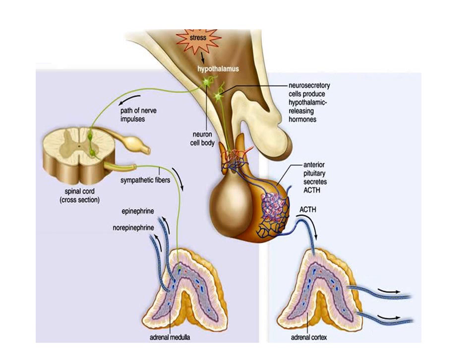This diagram is just to bring together the way in which the hypothalamus is able to trigger both the hormonal response, the endocrine response in the adrenal cortex, and also showing how the sympathetic nervous system is involved in that process as well.